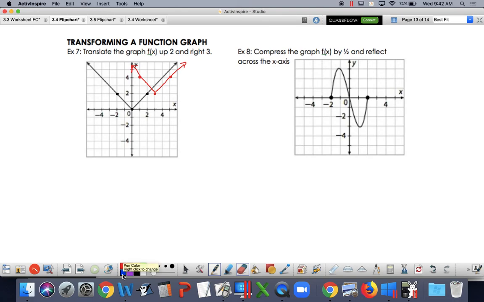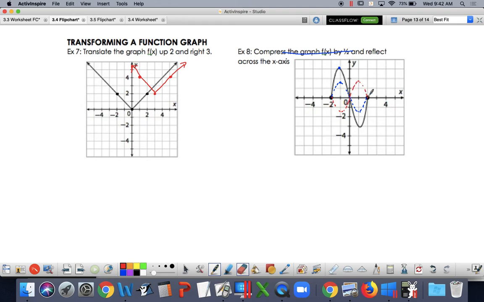All right, our last example of the day. I want to compress this graph by 1/2, so I'm going to push it from both the bottom and the top so it gets closer to the x-axis, and then I'm going to flip it. I'm going to reflect it over. So I've got 2 different things to do. Notice here, my highest y value is 3. So that's going to come down to like 1.5. So I kind of push it down. So it's at about 1.5 now. So I've done the first part. I compressed by 1/2. Now I need to reflect it over my x-axis.